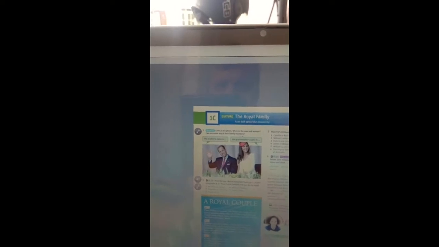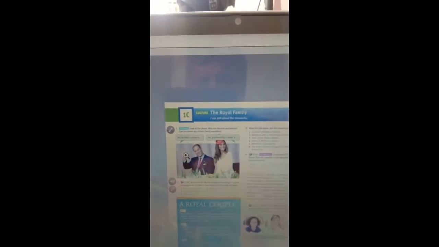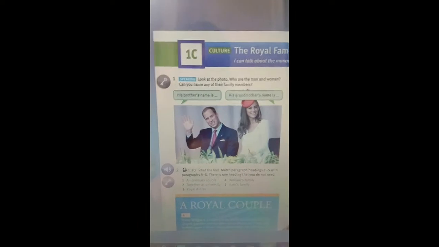Hello students, today we're going to look at the British royal family and what is different about a monarchy and a republic. So you need to open your student book on page 10. Okay, this is page 10 and we have a picture here of Prince William and his wife Kate Middleton. There you can see him a bit closer up there.